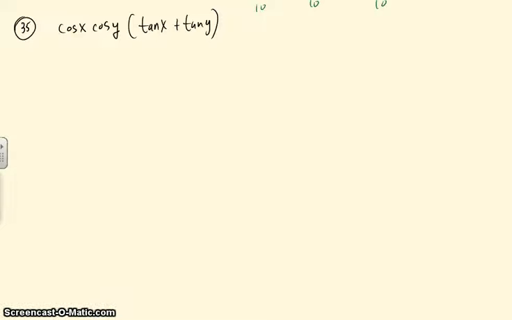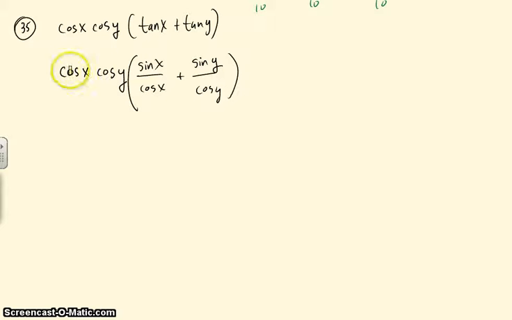And then finally, number 35 tells you to simplify this expression. Okay, so I'm just going to change the tangents to sines over cosines. Now I'm going to distribute this into this thing.